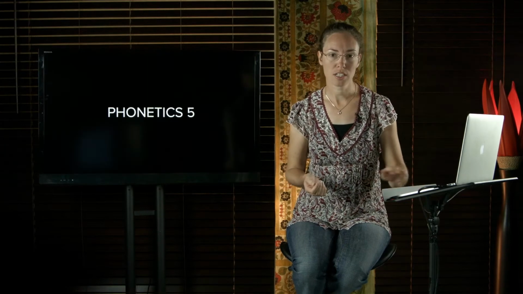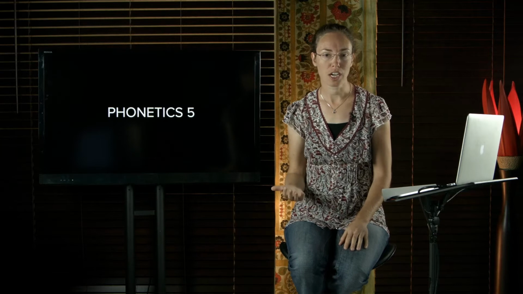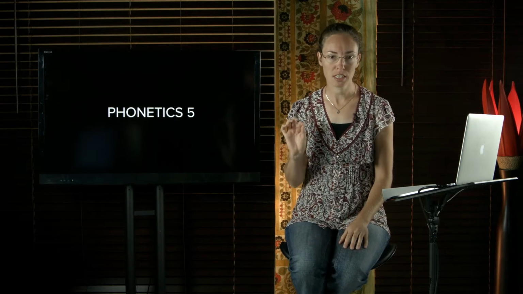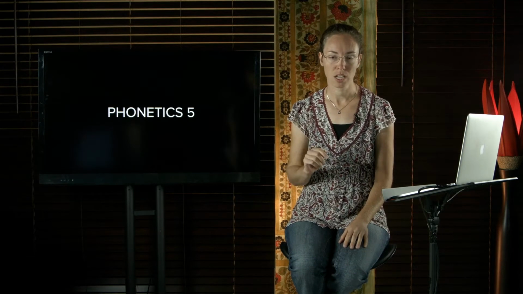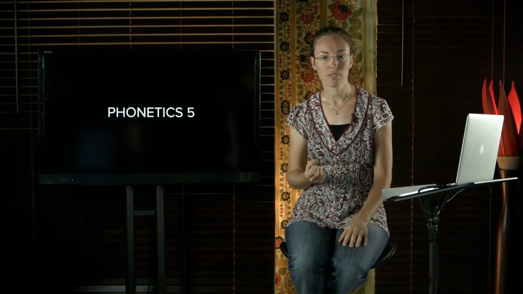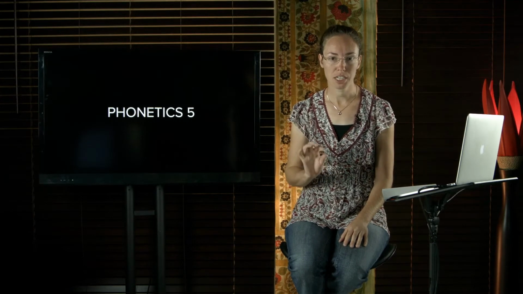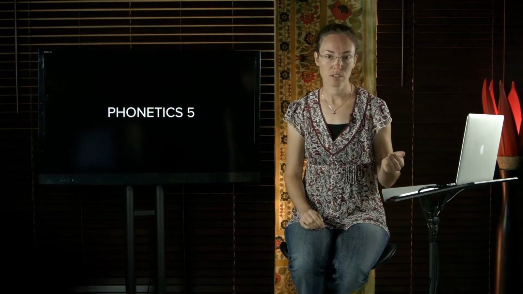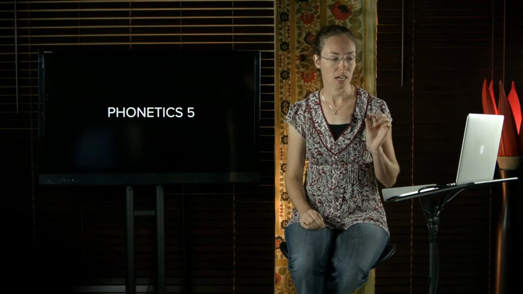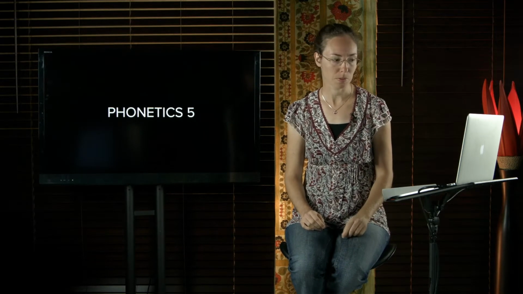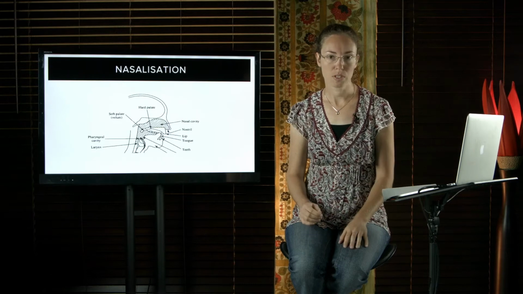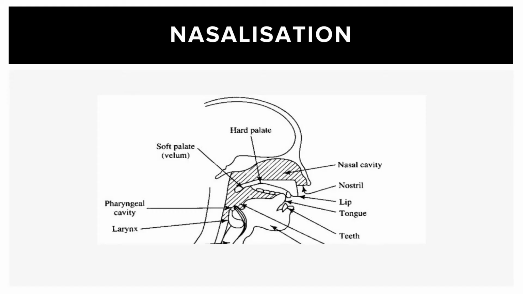So far, we've looked at consonants and vowels and the symbols on the IPA chart that represent the particular sounds of Australian English. Now, we're going to look at some other factors that affect speech sounds in particular ways and how these secondary features are represented by marks that we add to the IPA symbols. So firstly, we'll look at nasalization.